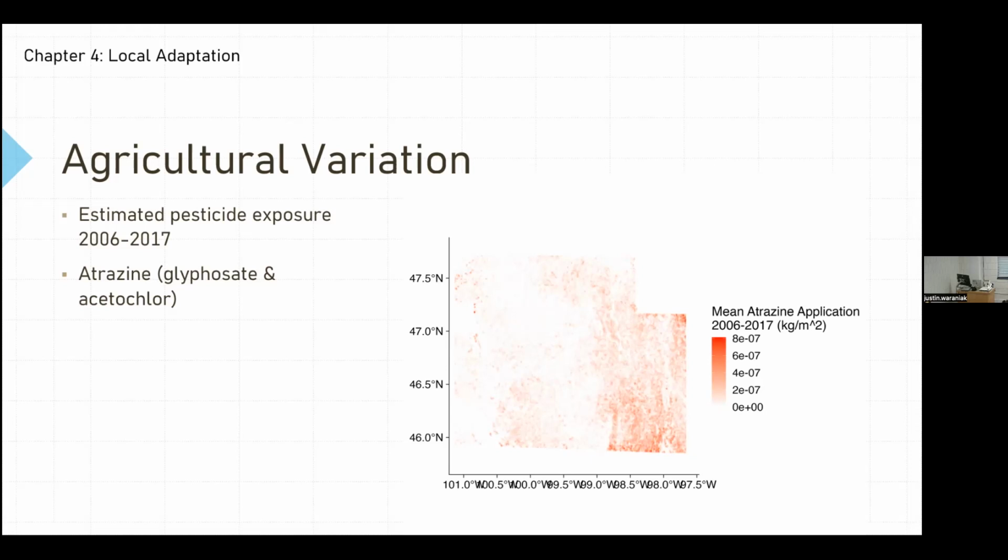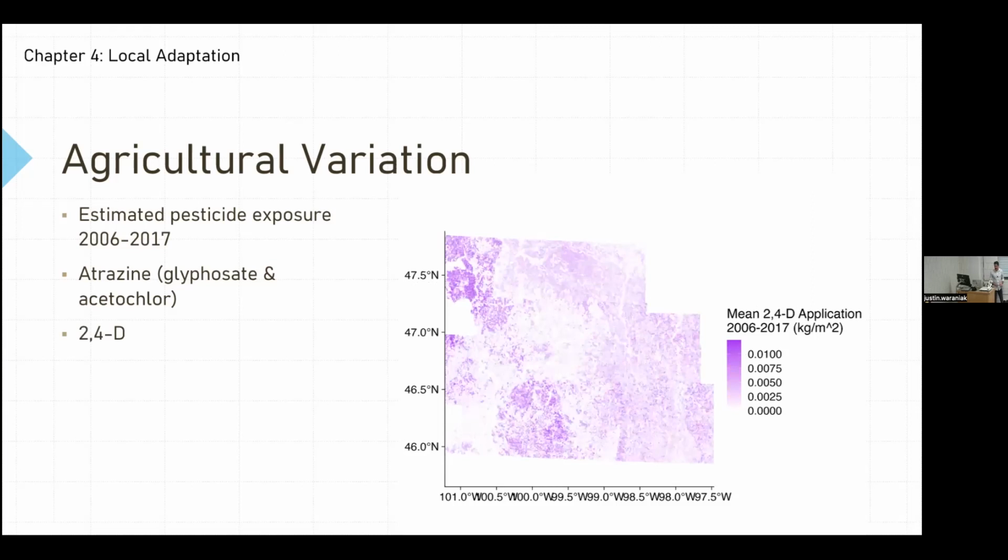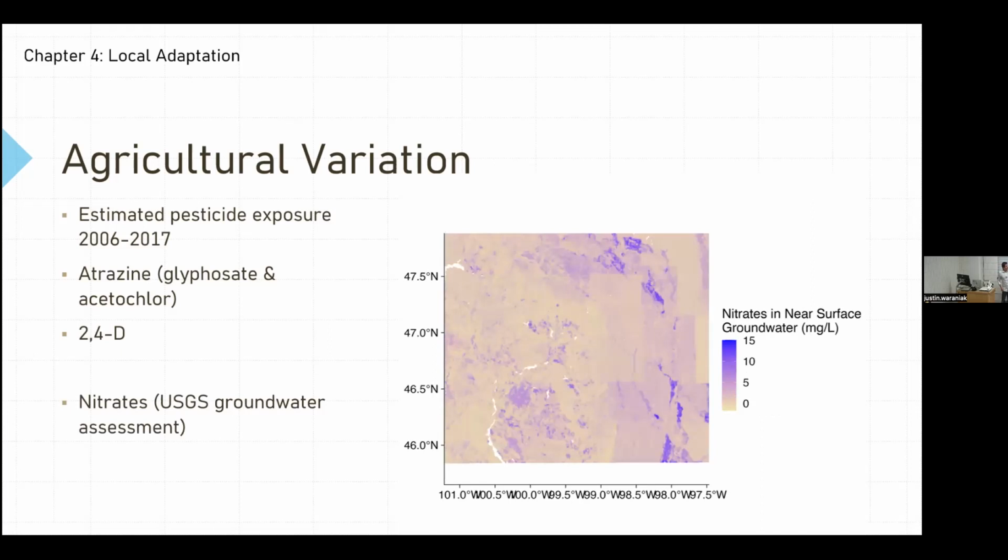We also saw that 2 of our other most commonly applied pesticides, glyphosate and acetochlor, have almost the same spatial pattern as atrazine, so we can't actually tell the effects of those apart from atrazine. We also did look at 2,4-D, which is a different herbicide. It's mainly applied to wheat here, whereas the other ones are mainly applied to corn and soybeans, so it had a different spatial distribution. We actually can tell it apart from atrazine. And then we also looked at nitrates based on this USGS groundwater data.